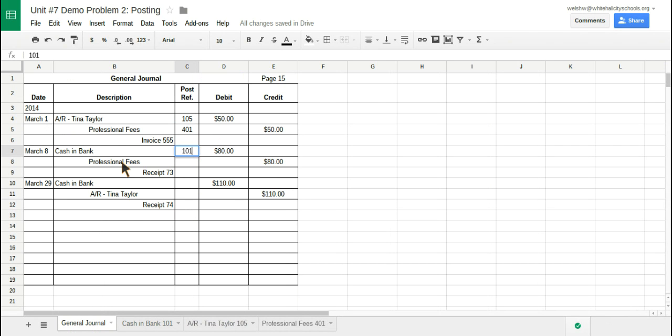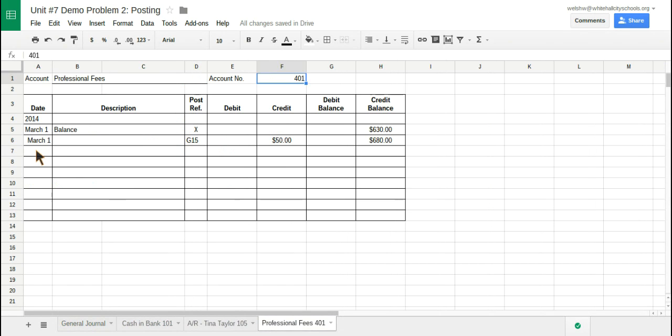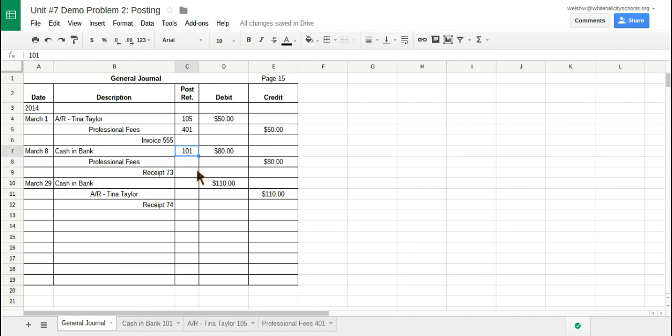Now that's done. Now we go to professional fees, has a credit of 80 on March 8th. Professional fees, March 8th. Again, G15, you have to put even if it's the same, you have to include it always. Credit of 80. We can take our running total, credit and a credit, so we add. Our new balance for professional fees is 760 for this period. Take our account number and post reference back on the general journal, 401.